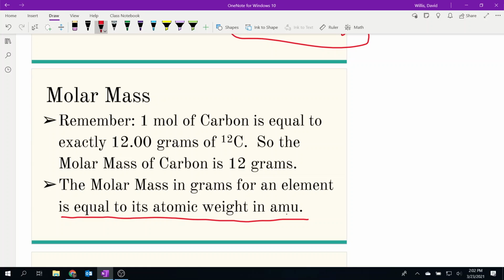So I look on the periodic table and wow, calcium, it's 40.08. So calcium, 40.08 is its atomic mass. That means 40.08 grams of calcium will have exactly 1 mole of calcium atoms. All right, so I want you to be sure that you've got that second arrow written down, that the molar mass in grams is equal to its atomic weight, and that's going to be equal to 1 mole of atoms of that material.